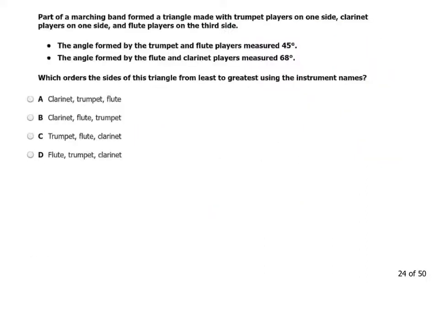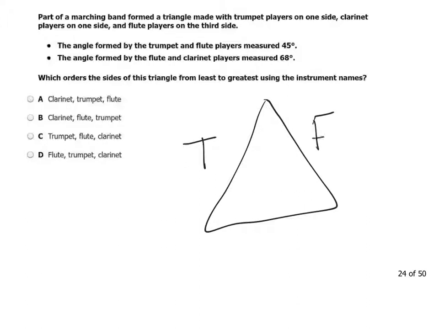QS. Okay, reading through this problem, we have a marching band, and so the band players are making up the sides of the triangle. So here we are, we have a triangle, and we have trumpet, flute, and clarinet. So the angle formed by the trumpet and the flute is 45.